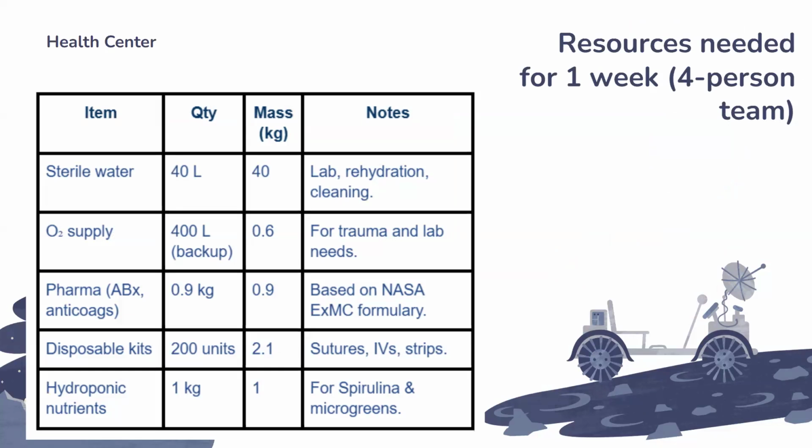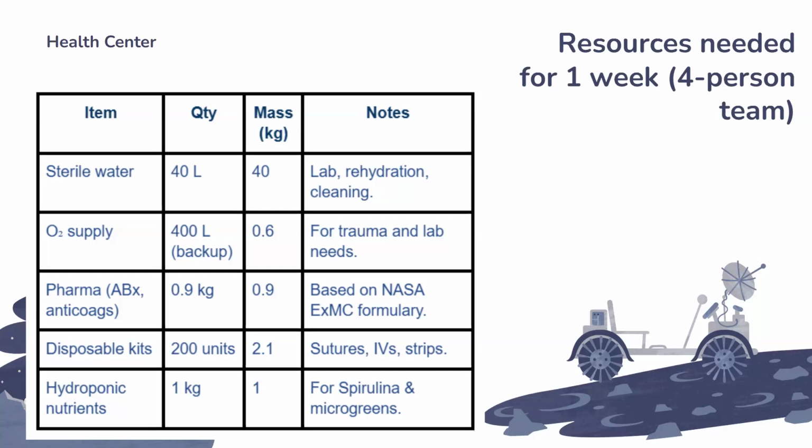Resources that are needed for 1 week. So let's begin with the medical supplies for 1 week. A 4-person crew requires around 40 liters of sterile water for lab analysis, patient rehydration, and wound irrigation. Then we have the oxygen reserve, around 400 liters of backup O2, which can be compressed into small high-efficiency tanks.